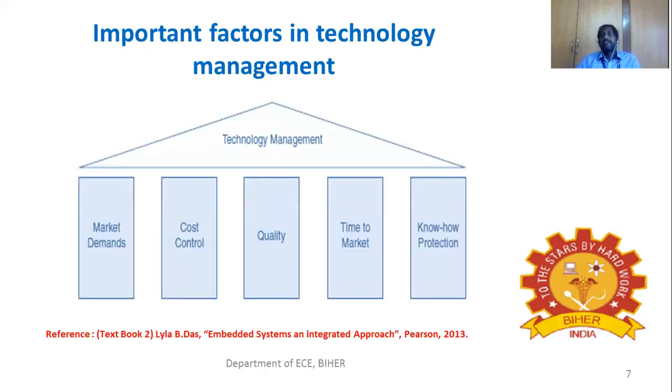These are the important factors in technology management. So these are the parameters. First one, market demand. We need to design a product according to market demand. What is the requirement? Whether the product has any scope in the market. Everything we need to analyze thoroughly before producing a product.